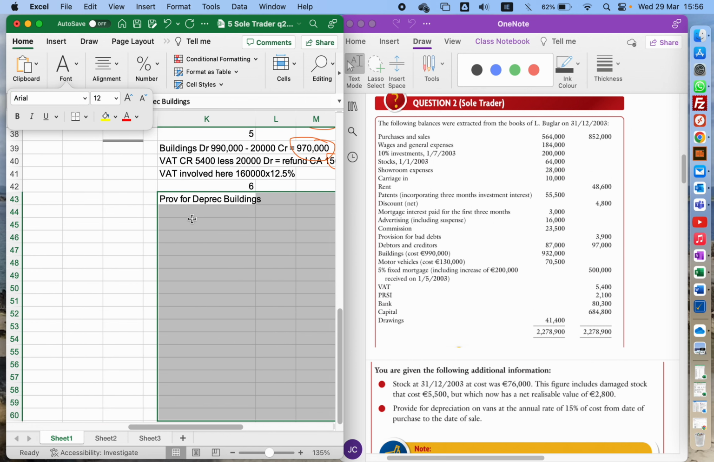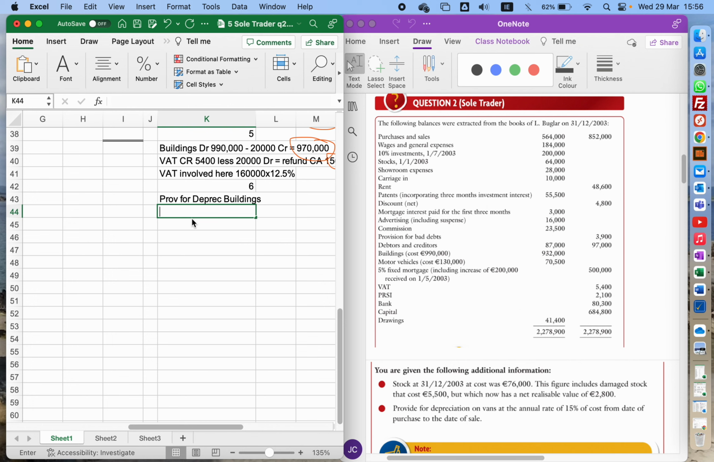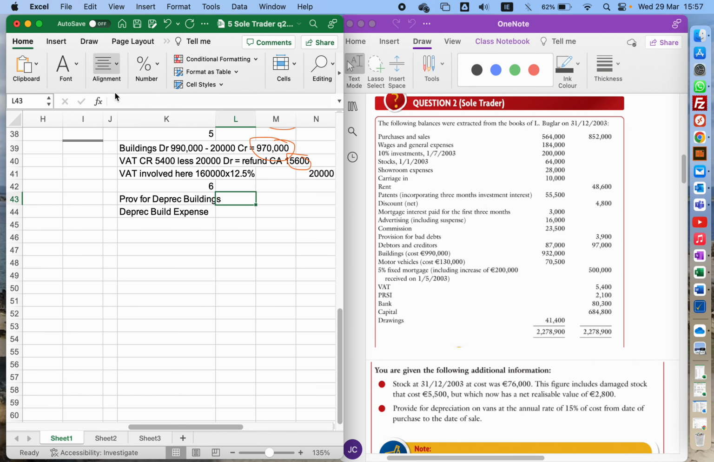Now, we're going to change the provision for depreciation of buildings, and we're going to have depreciation buildings expense. We know that the new value for the buildings is 970. We've worked that out before. This is the depreciation expense I'm working out. So 970 is what the buildings are worth now, and we're going to multiply that by, I think it was, 2%.